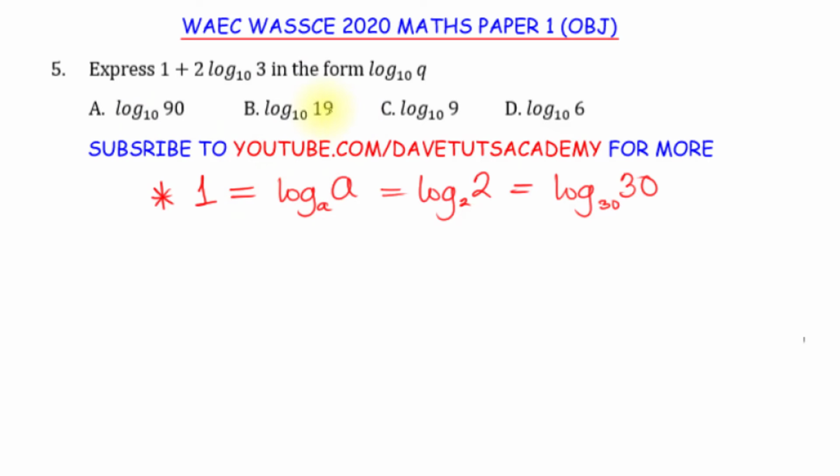But in this particular case, look at what we are working with. We are working with log to base 10. So for our particular question here, we can rewrite this equation, instead of 1, we can say that is log to base 10 of 10, because log of a number to the base of that number is 1, okay? Then plus 2 multiplied by log of 3 to base 10.